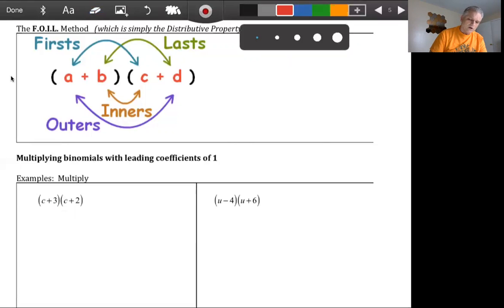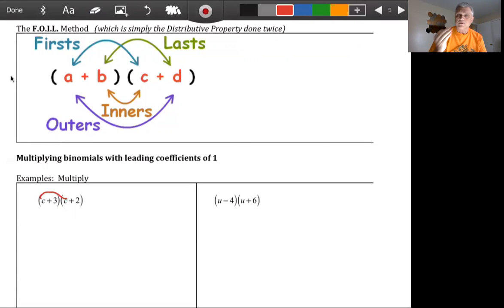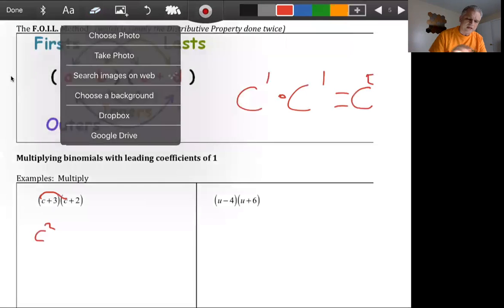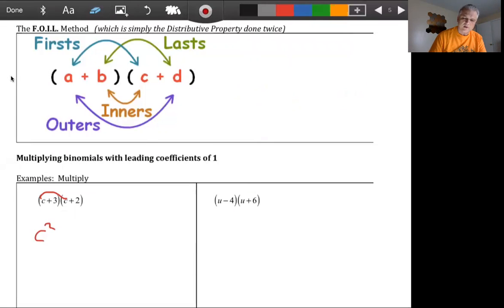Go red. All right, so for the c, I'm going to multiply the c by this c. Well, c times c is c squared. Remember, c to the first times c to the first, c to the 1 plus 1 is c to the second. Don't forget that. Add your exponents. C times C is not C, because 1 plus 1 is not 1.